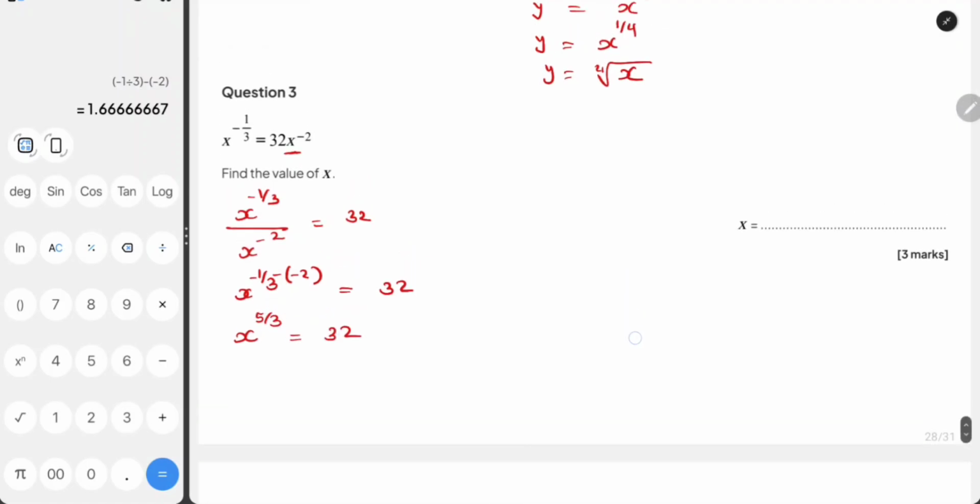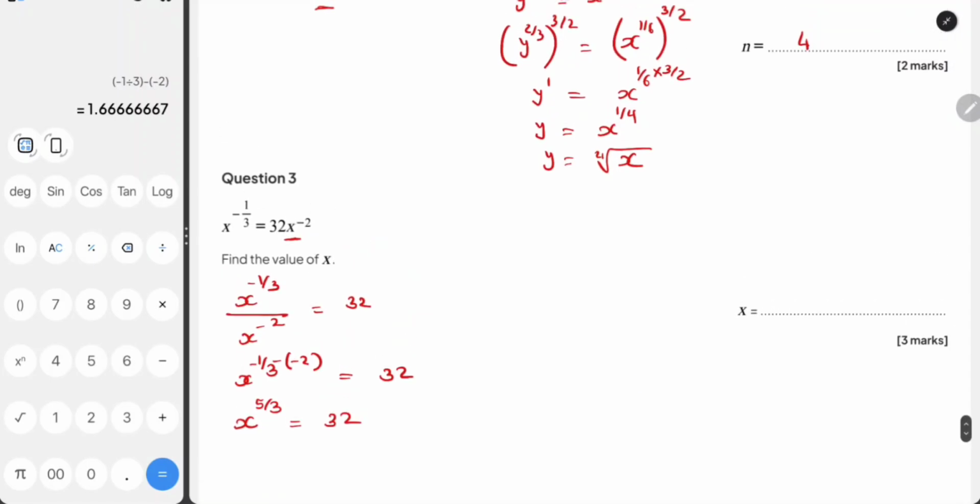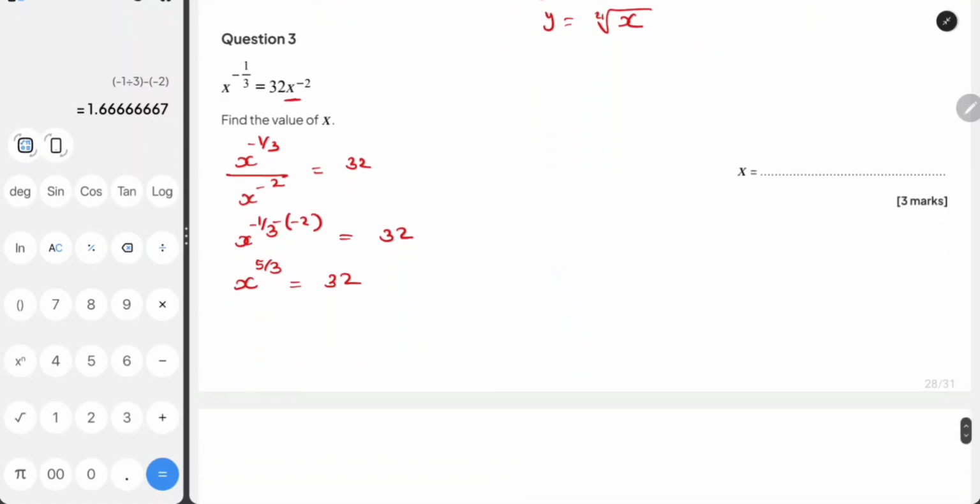Now same like above, y raised to 2 by 3 was there, and to make y raised to 1, I multiplied the power with its reciprocal on both sides. So here also x raised to 5 by 3 is there. To get x raised to 1, I'll do the power 3 by 5. Reciprocal of 5 by 3 is 3 by 5, so 3 by 5 on both sides. Clear? Now x raised to 5 by 3 into 3 by 5 is x raised to 1 only, and 32 raised to 3 by 5.